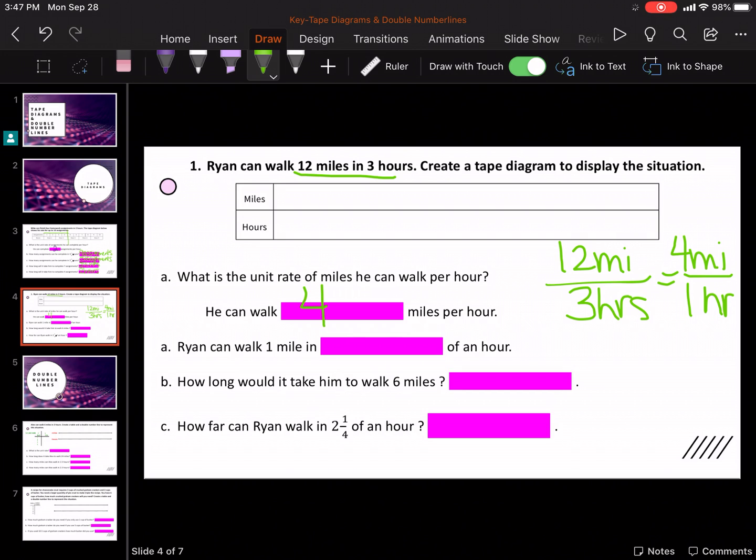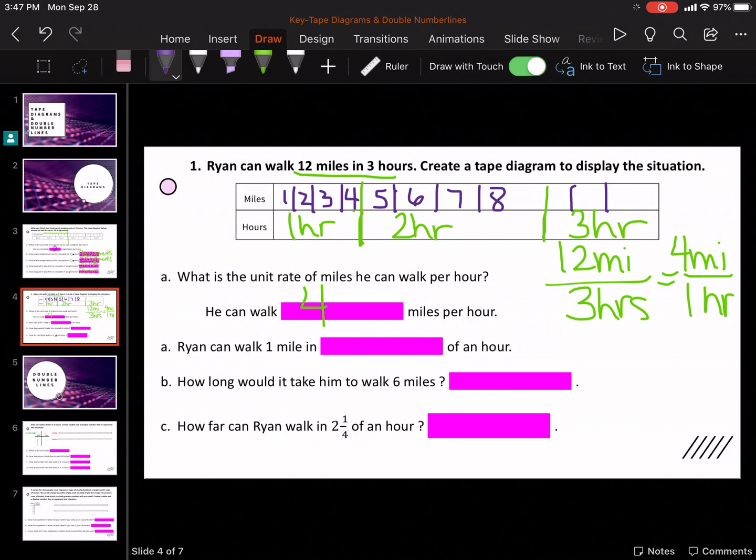Okay, so let's make our double number line. Or a tape diagram, sorry. So it's going to be 1 divided into 4 sections. Okay. Well, we can do it in just 3 hours. So it's 1 hour, 2 hours, 3 hours. I usually like to draw them up like this. So for every 1 hour, he can do 4 miles. So you're going to split that into 4 sections. Okay, split this into 4 sections. They're not very even, sorry about that.